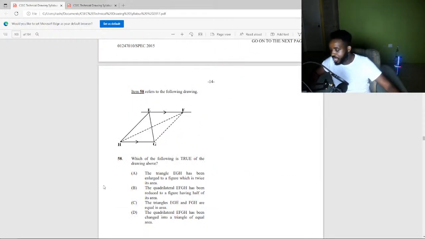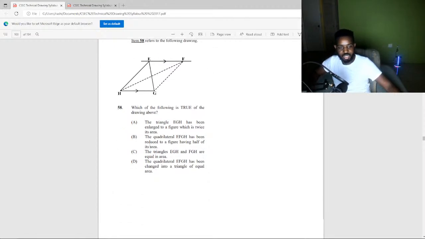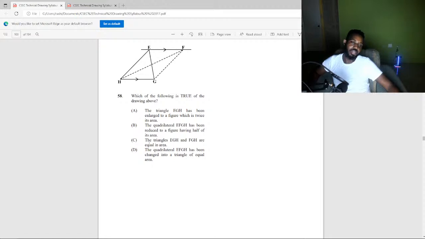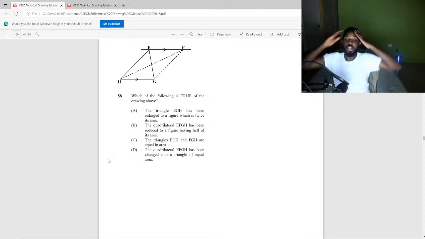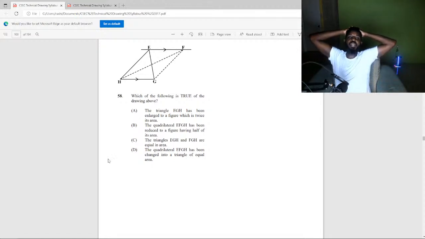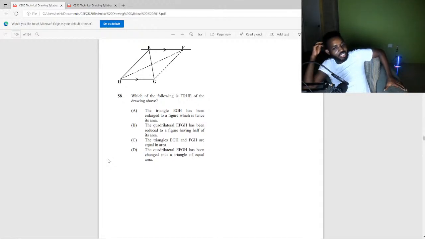Number 58. All right, yes, Alia, thanks. It is indeed 1,000. So which of the following is true of the drawing above? The triangle EGH has been enlarged to a figure which is twice its area. EGH. Okay. The equilateral EFGH has been reduced to a figure having half of its area.